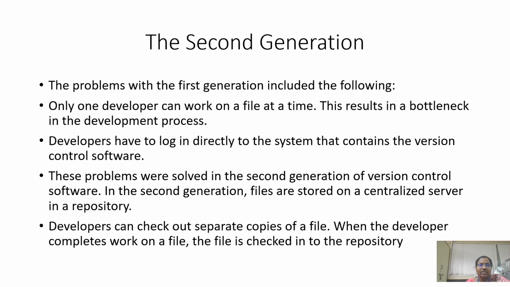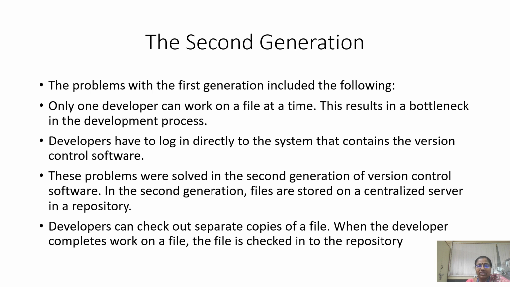So the second generation. The problems with the first generation include that only one developer can work on a file at a time. This results in a bottleneck in the development process. Developers have to log in directly to the system that contains the version control software. These problems were solved in the second generation of version control.